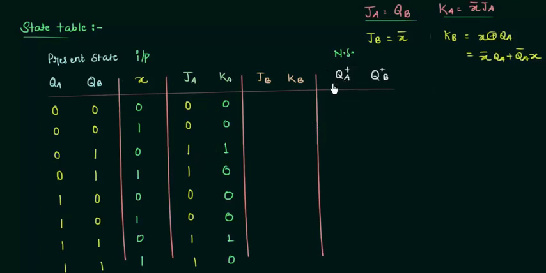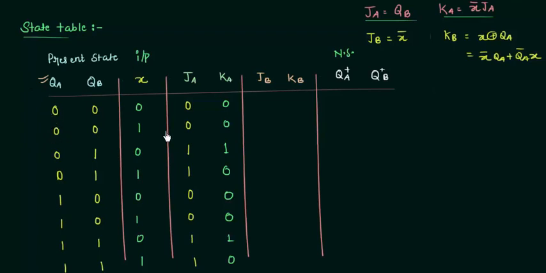So let's do it. You already know the properties of the JK flip-flop, or the truth table of the JK flip-flop. By using it, we will find out the next state. Let's check the first case when QA is 0. We don't have to see QB because it is the present state of the B flip-flop. We have to find the next state of the A flip-flop, so we will see the present state QA.